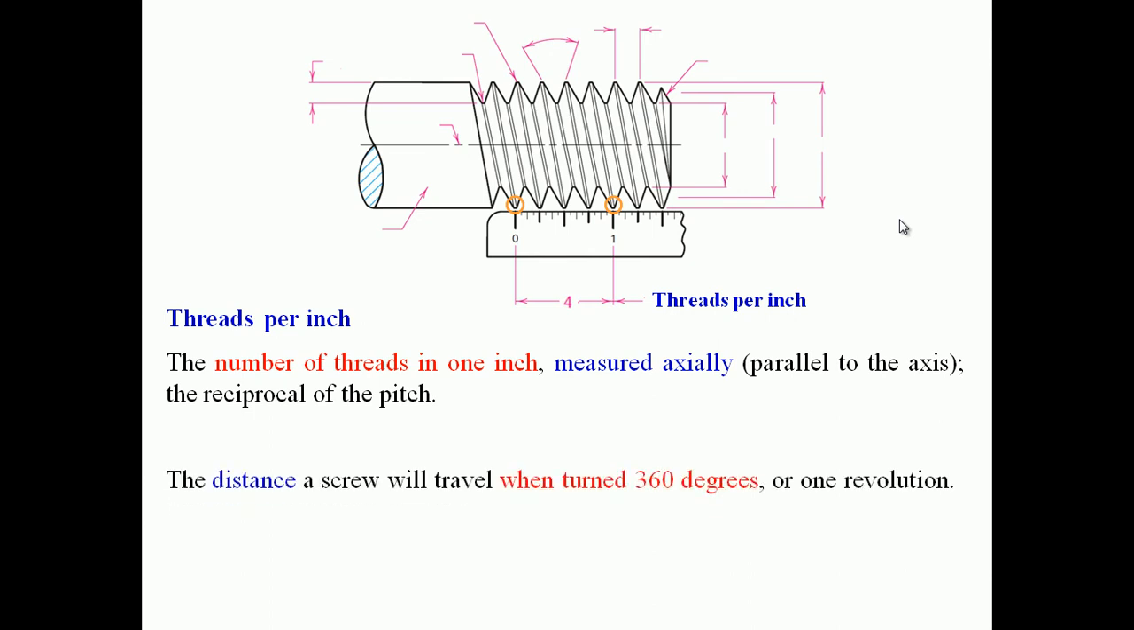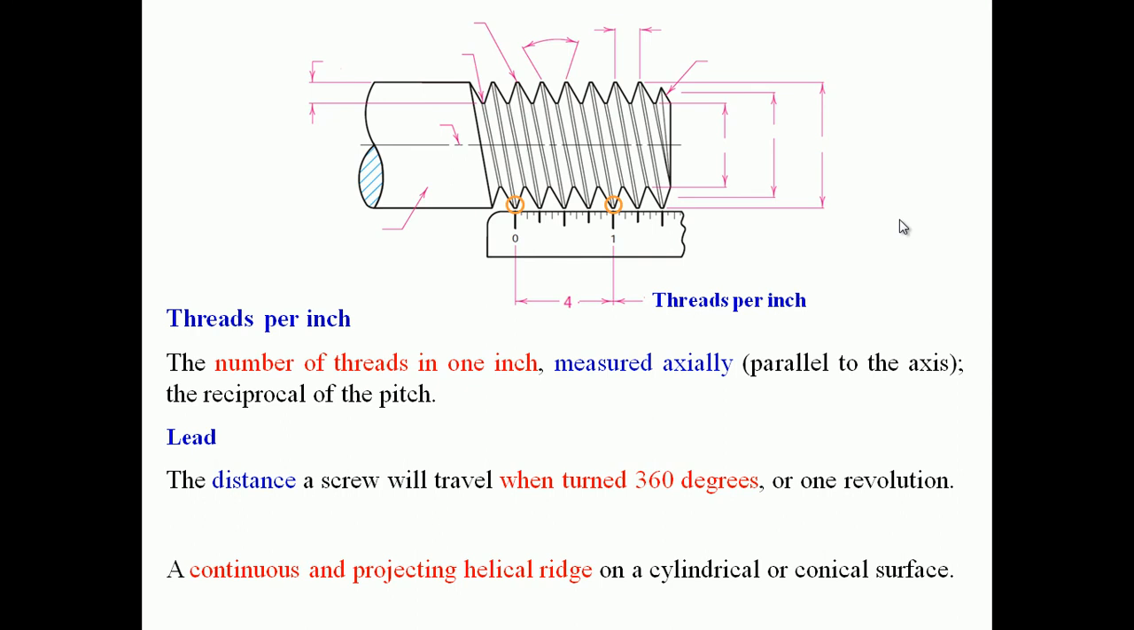And another term: the distance a screw will travel when turned 360 degrees. That is, for one revolution, how much the screw will travel is called the lead. It's a very important term in the design of screw threads. The next one is a continuous and projecting helical ridge on a cylindrical or conical surface. You can see the continuous and projecting helical ridge in the figures. On a conical or cylindrical surface, it's known as a screw thread.